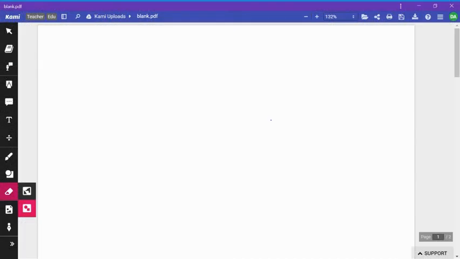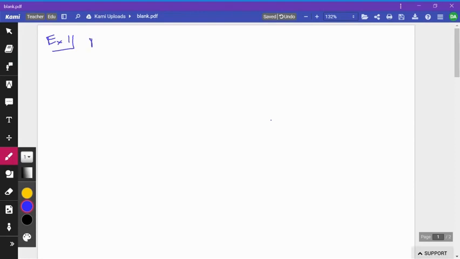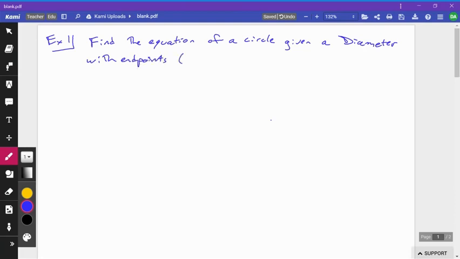So let's get started with example number 1. All right, and this example is going to be: find the equation of a circle given a diameter with endpoints -4, 5 and 8, -3.